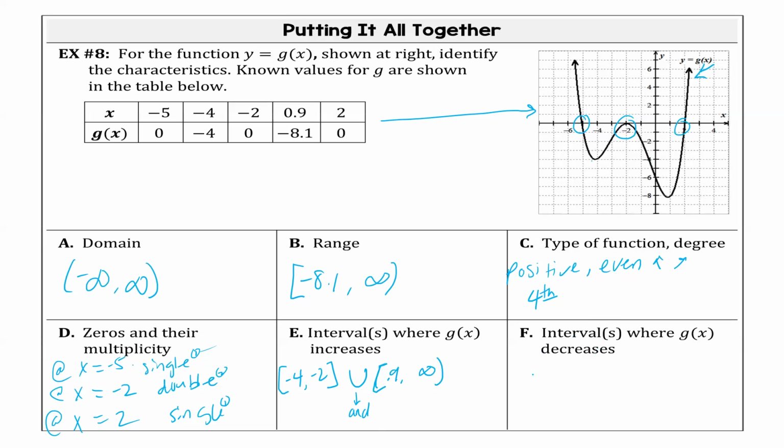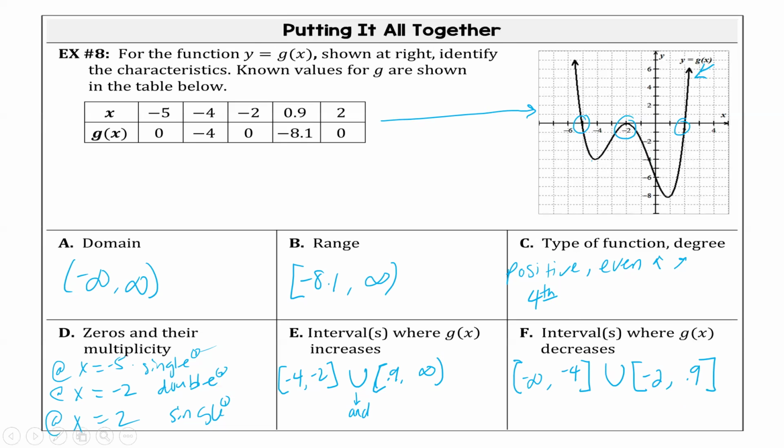All right, intervals of decrease. Where am I decreasing from? Negative infinity to -4 and -2 to 0.9. Okay, how do we do on our intervals of decrease? Good. Can I keep going?